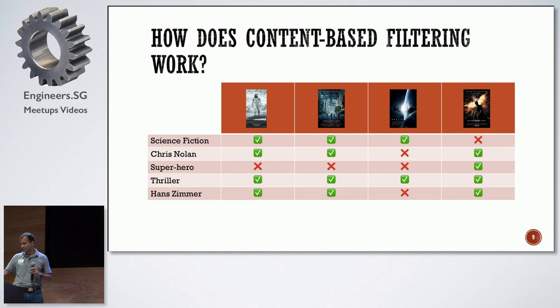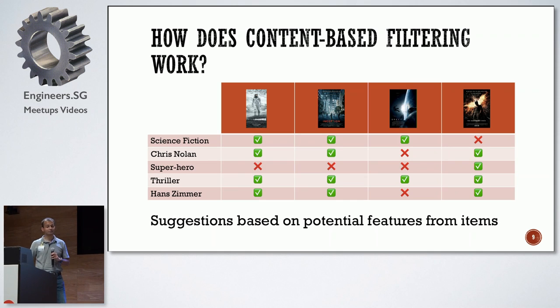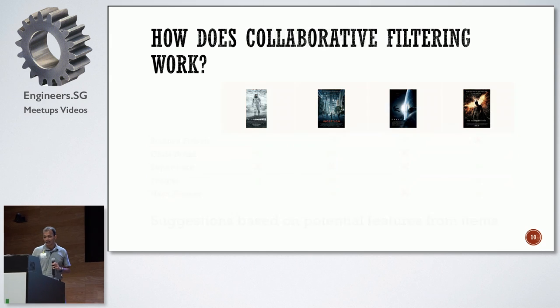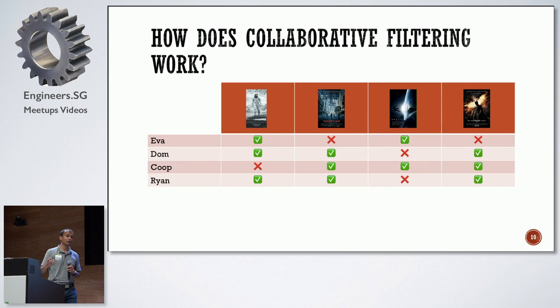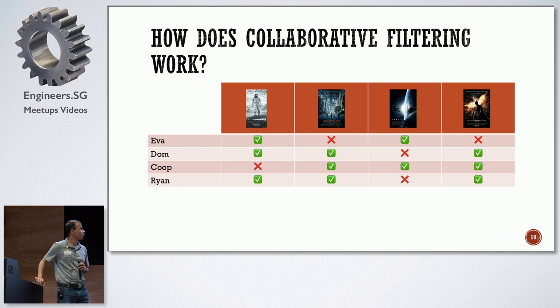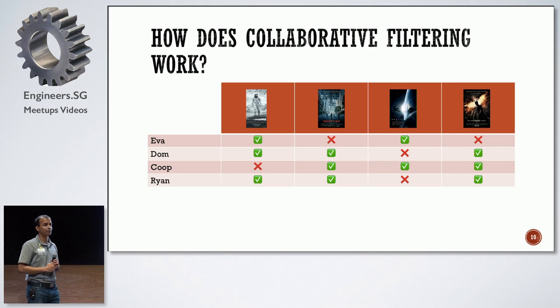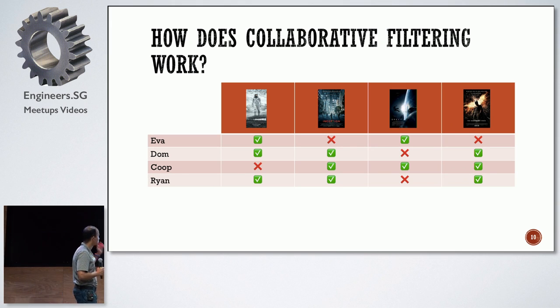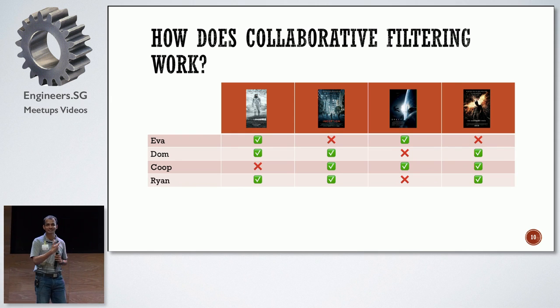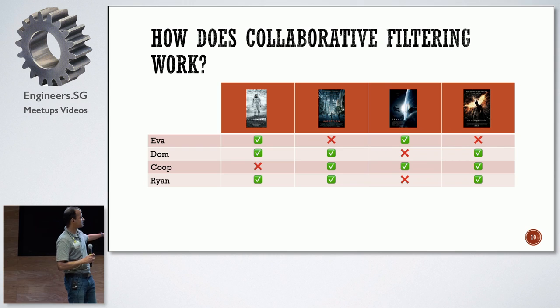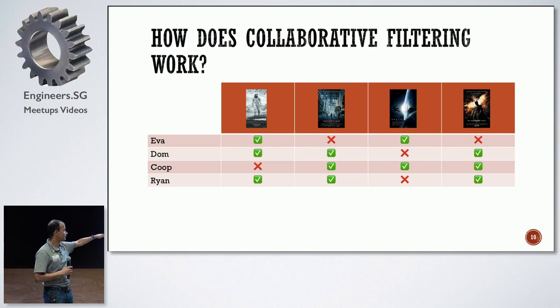So let's move on and see how this is trying to figure out the potential features for the items. So how does collaborative filtering work? In this case, let's take the same four movies, but I have four friends: Eva, Dom, Coop, and Ryan. If you know these movies, you might understand these character names. Eva has watched Interstellar, but Eva has not watched Inception and Dark Knight Rises.